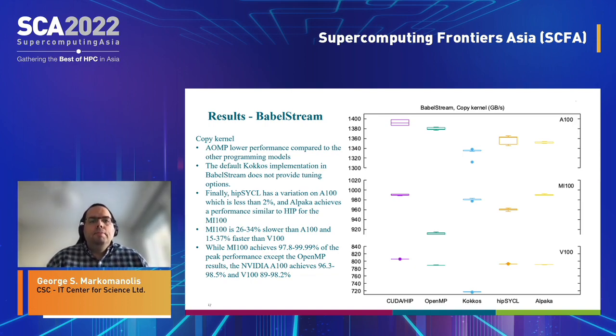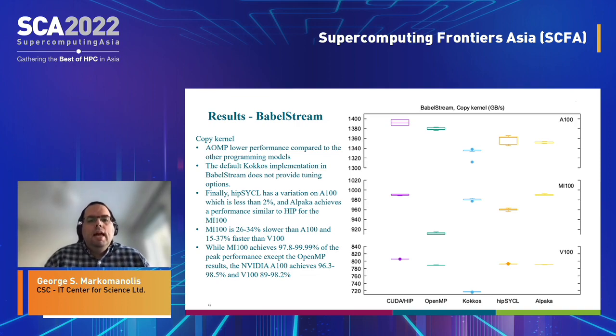This is for the BabelStream copy kernel. The y-axis is gigabytes per second, and the x-axis is the programming model. So if you see CUDA/HIP, it's CUDA if it's an NVIDIA GPU, it's HIP if it's an AMD GPU. And so you can see that the AMD OpenMP has lower performance, and this is in the MI100 bracket. And also you can see the default Kokkos implementation on BabelStream does not provide tuning options, so we cannot tune the Kokkos and add to the performance a bit for the V100.